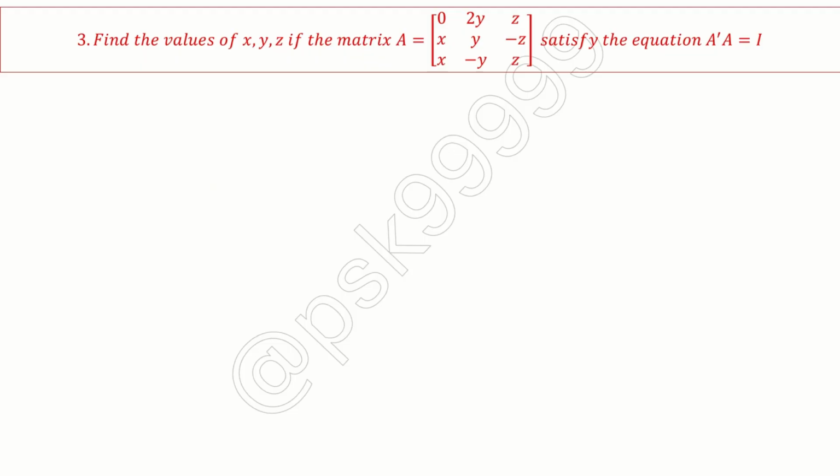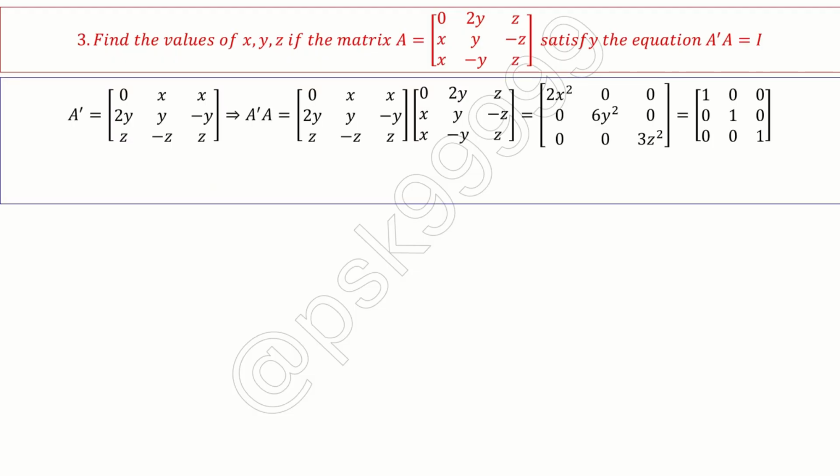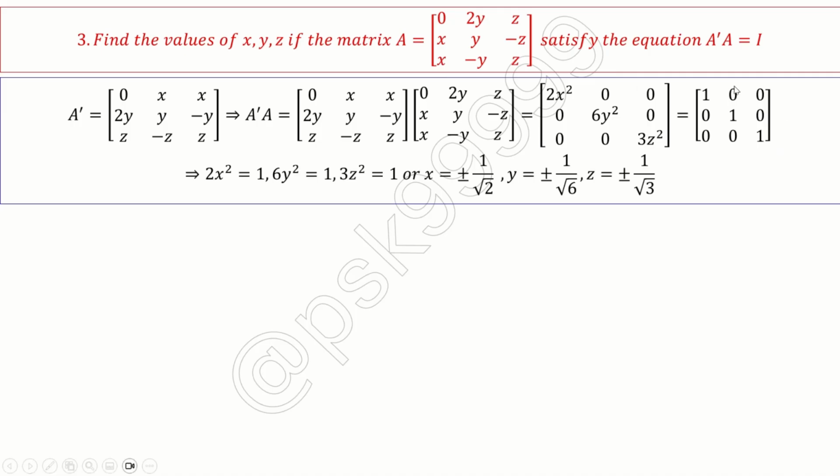Find x, y, z if the matrix A is given, satisfying the equation A dash A equal to I. Okay, this is simple. Find A dash A, which is nothing but 100, 010, 001, which is I. So if this is equal, then you equate the corresponding elements: 2x square equal to 1, 6y square equal to 1, 3z square equal to 1. So we will get the values of x, y, and z. Sorry, not 1 by 2: x is plus or minus 1 by square root of 2. y is plus or minus 1 by square root of 6. z is plus or minus 1 by square root of 3.